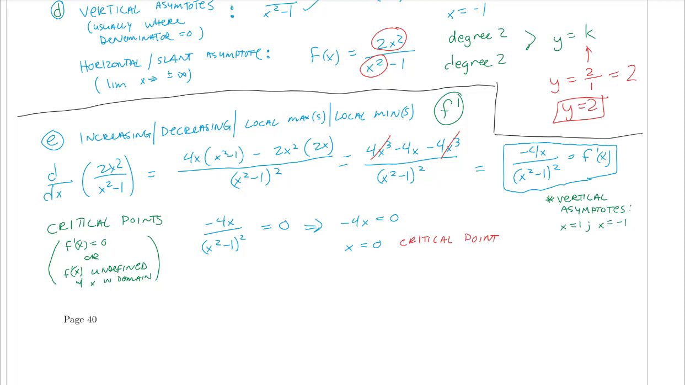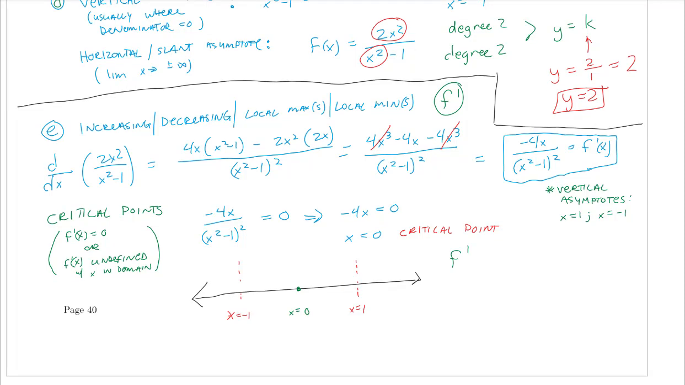So now let's build our number line. We can do our number line from negative infinity to infinity, and we're doing an f prime number line to determine where things are increasing and decreasing. We need to put our vertical asymptotes on there. So we have vertical asymptotes at x equals 1 and x equals -1, and we have a critical point at x equals 0.